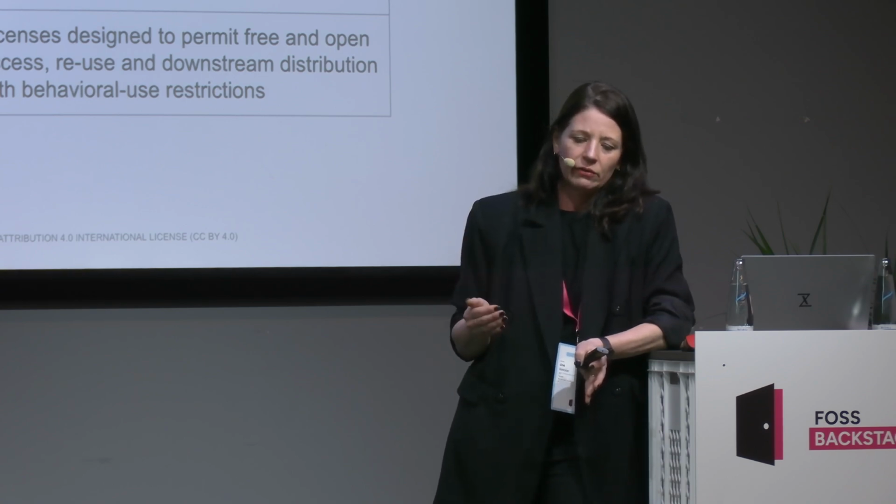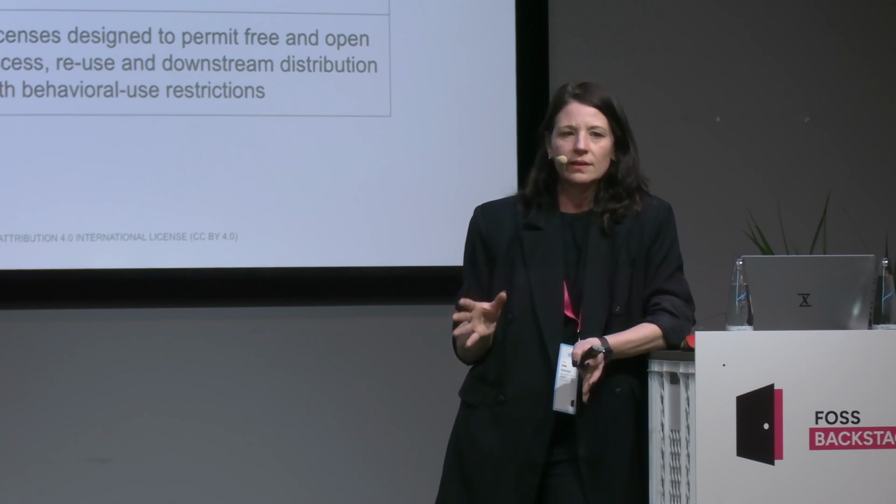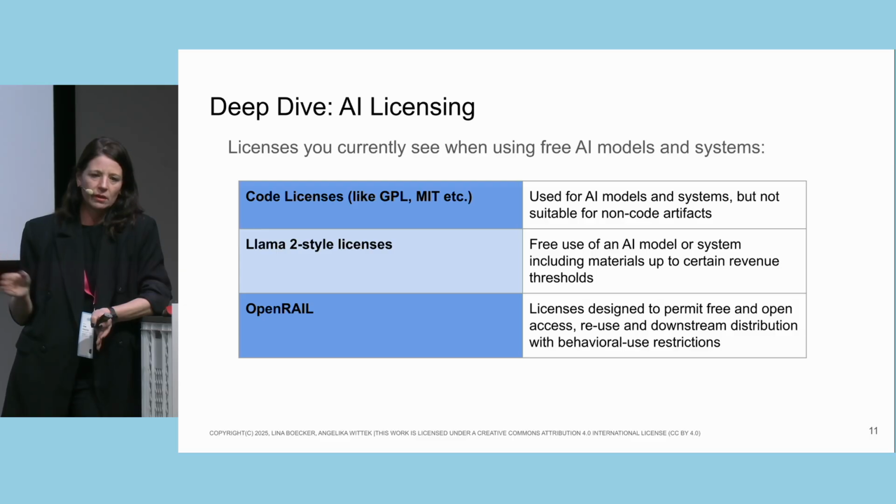And the third category is open rail licensing. That's a bit similar to CC licensing, Creative Commons licensing, which Angelika will talk about in a second a bit more. It's different modules that are used for AI licensing that try to make sure that the model or system is as open as possible. It's very similar to what we know as open source licensing.